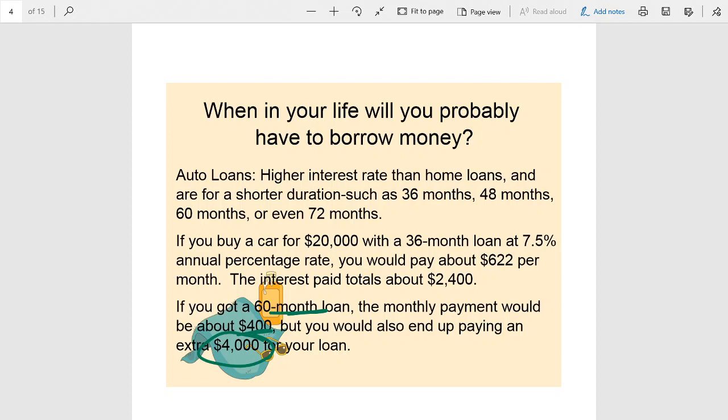So it's always better, if you can afford it, to go with a shorter loan so that you don't have to pay as much interest on your loan.